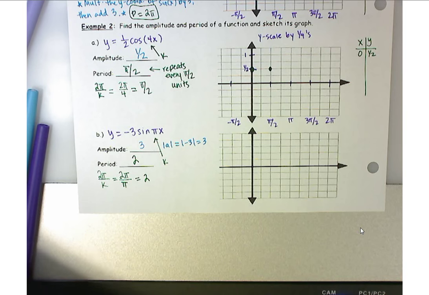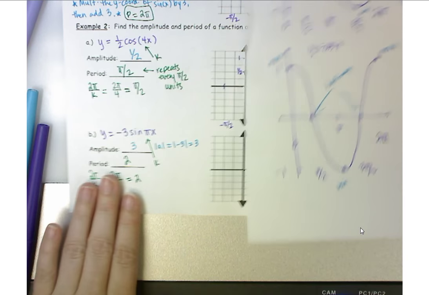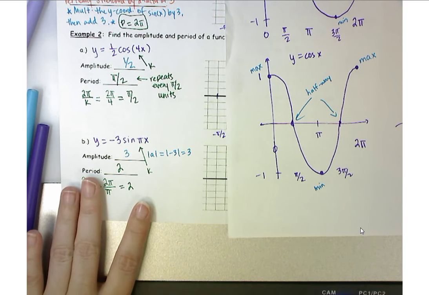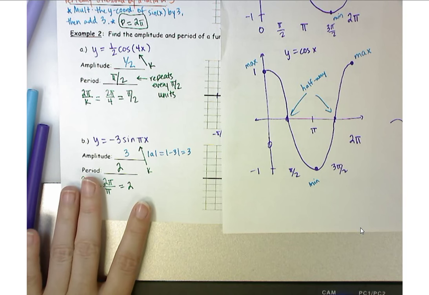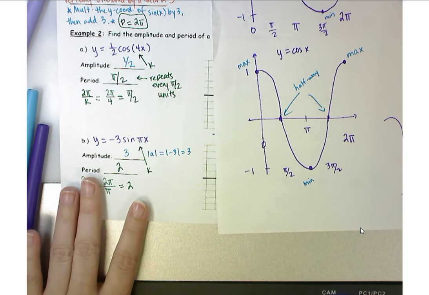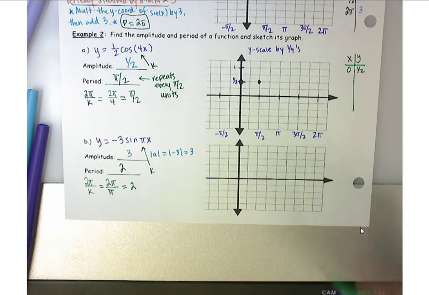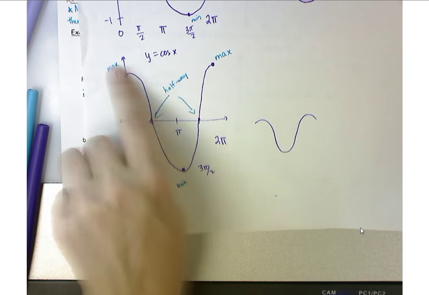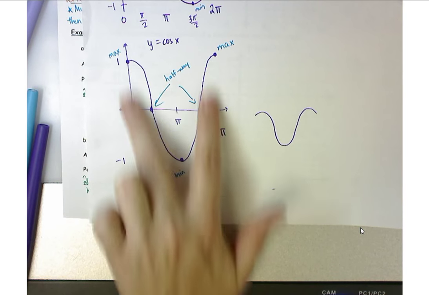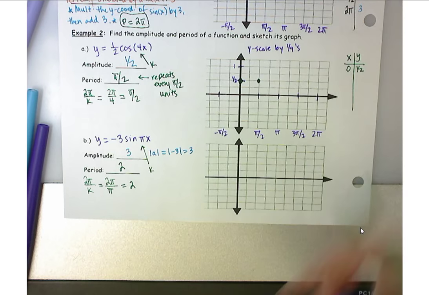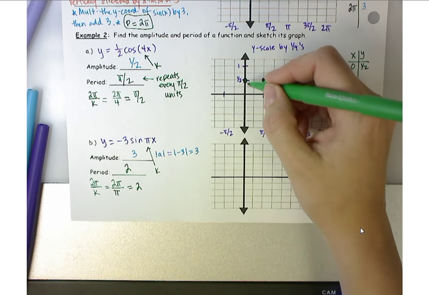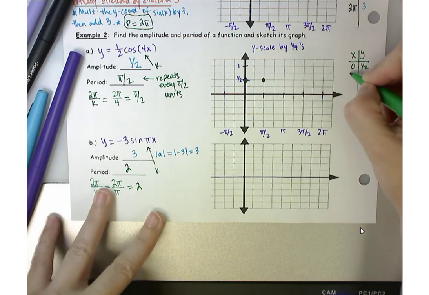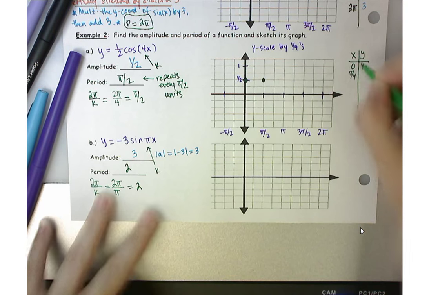And keep in mind your picture. It's going to start at your max and end at your max, unless of course you had a what? Reflection. Because if you had a reflection, then you'd have your min. So I'm going to start and end at my max. What happens halfway in between the two maxes? I hit the minimum. Halfway in between 0 and pi over 2 is what? Pi over 4.